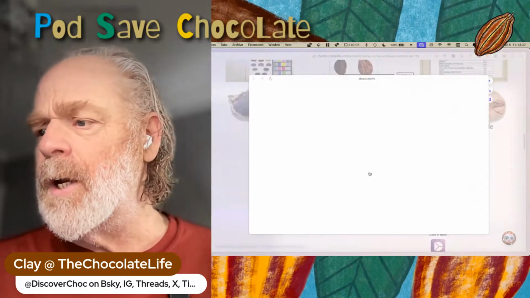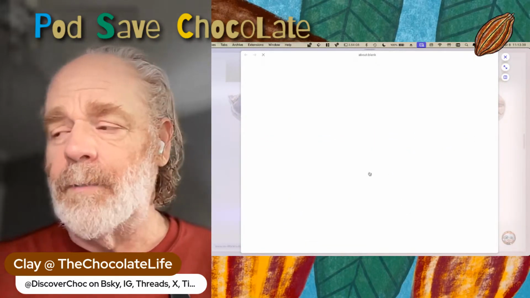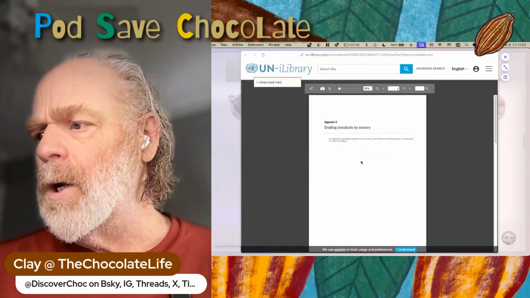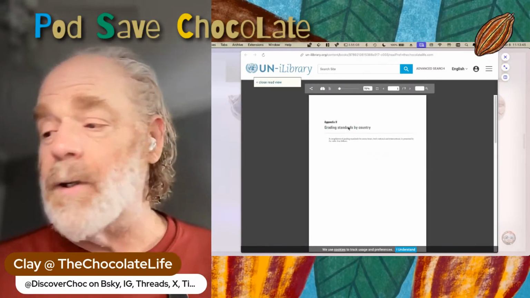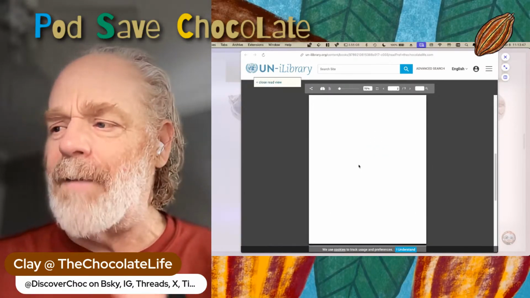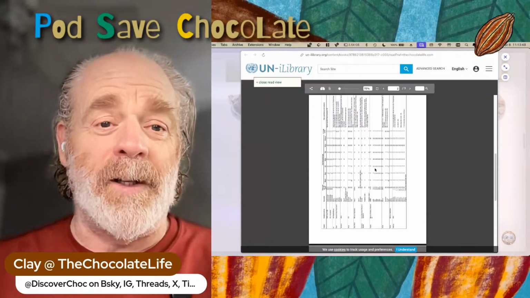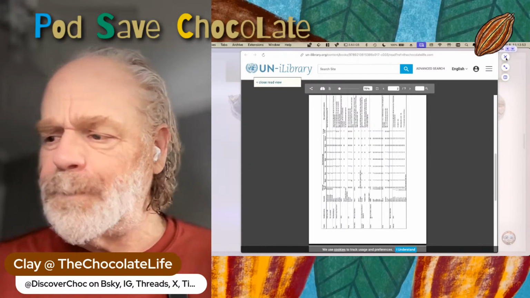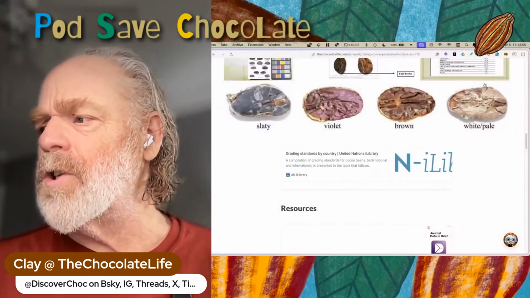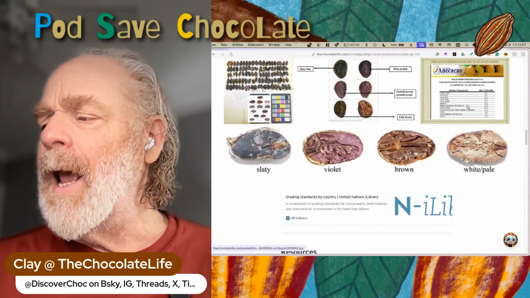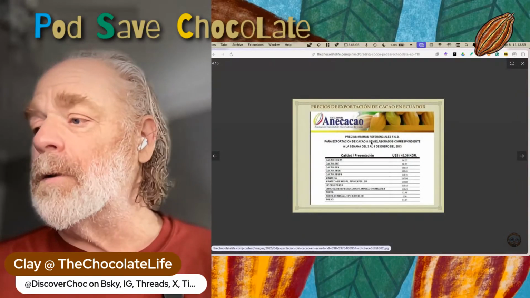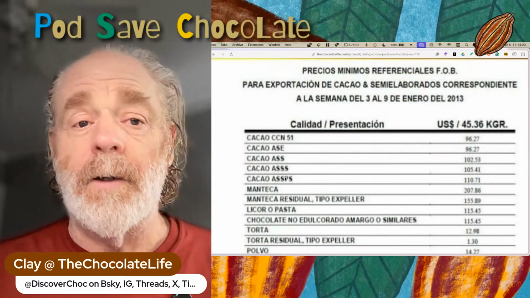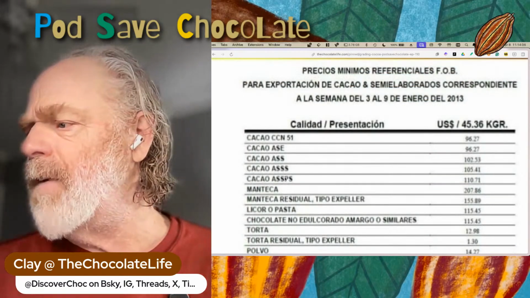And if you're interested, there is this link to the UN library, and this particular link will show you the grading standards of cocoa beans by country. Now, you'll have to go download them because you're not going to be able to read them here, but there is a link to this page and you can get an idea about what the defect levels are in those beans, right? And you can see that, for example, in Ecuador, they have these 1, 2, 3, 4 different grading standards. These are all about defects.